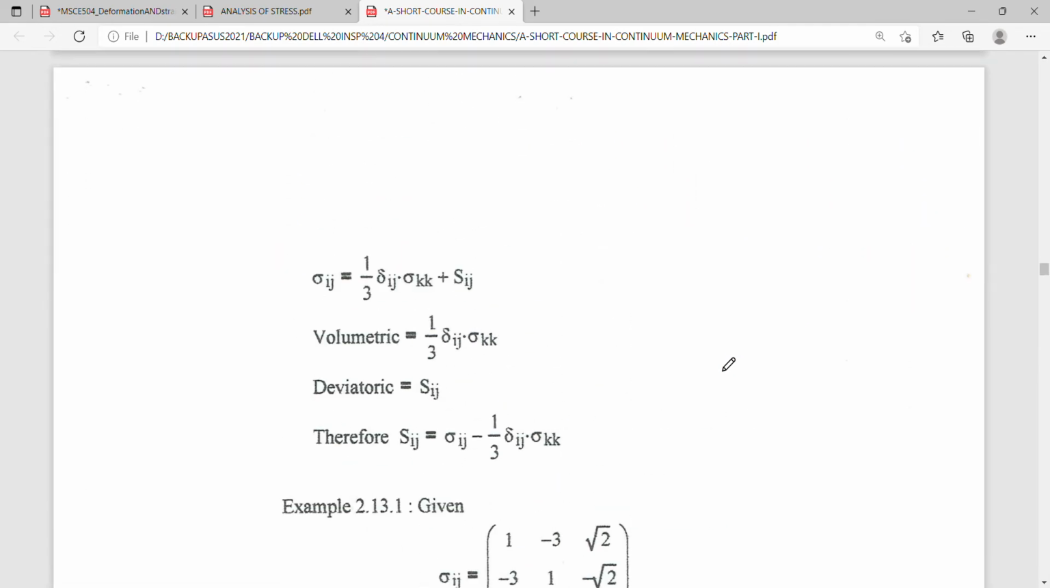So in terms of the formula, this is now the formula for your decomposition. We try to decompose this stress tensor into a volumetric part. This is the volumetric part, and this is the deviatoric part, or the spherical part, and this is the deviatoric shear part.